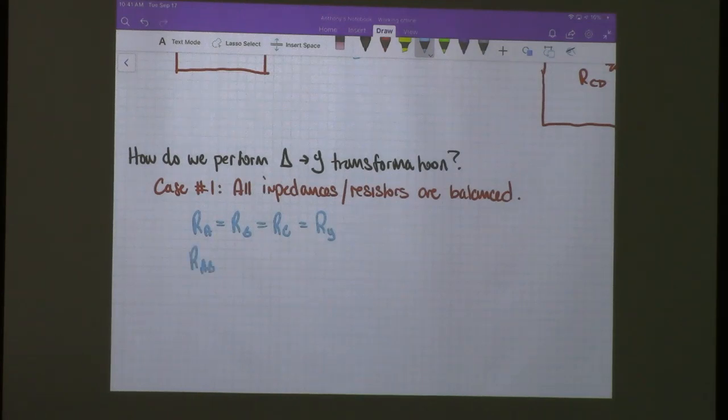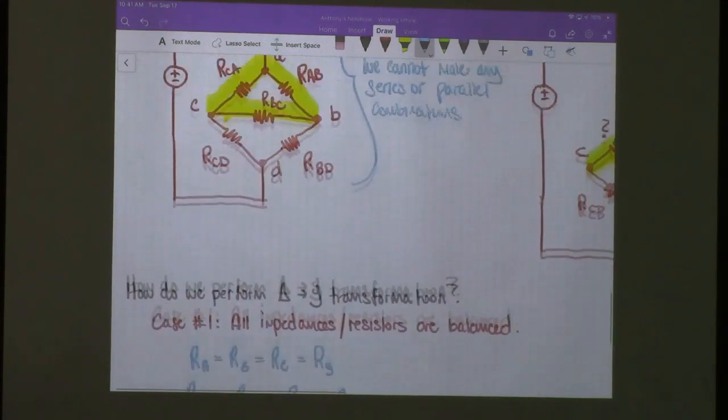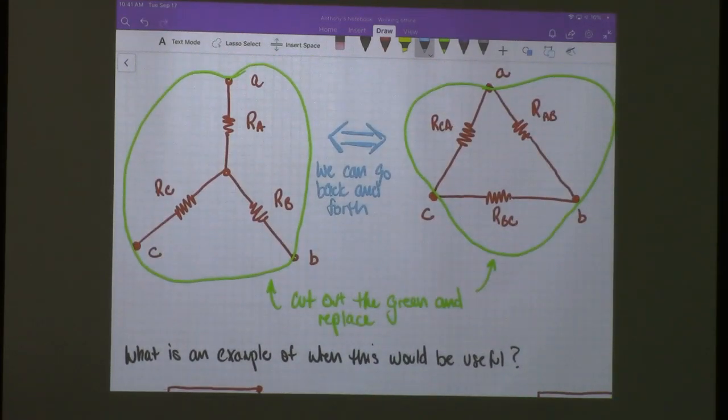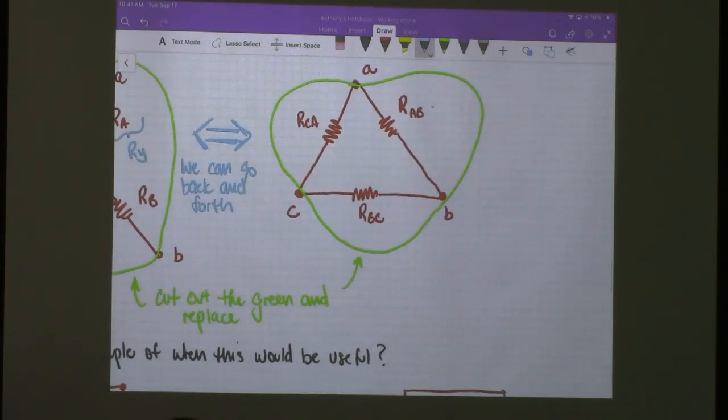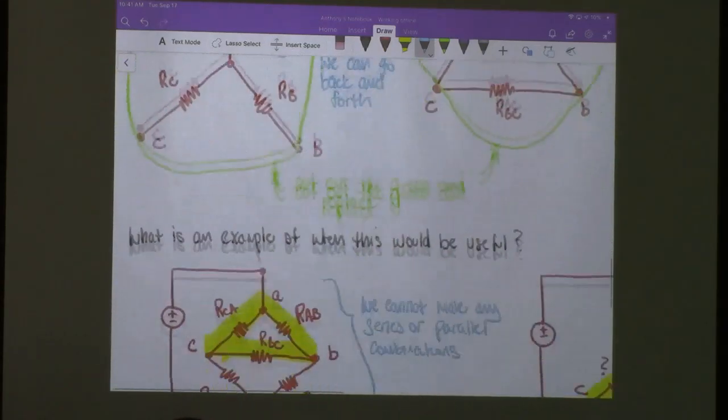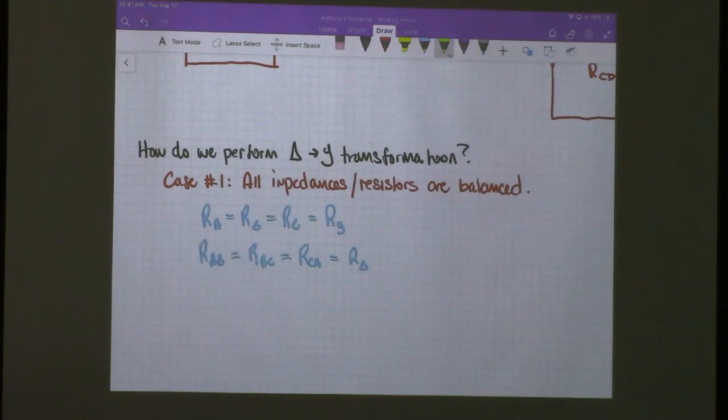And then if they're all equal, we'll have RAB is equal to RBC is equal to RCA, and we'll call that R delta, right? Meaning that up here, this would be a value of RY, and this would be a value of R delta, if we were using it in that fashion. And so the transformation is very simple. RY is equal to 1/3 of R delta. Very easy. That's it.